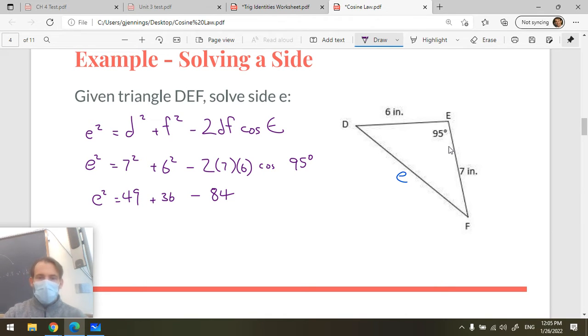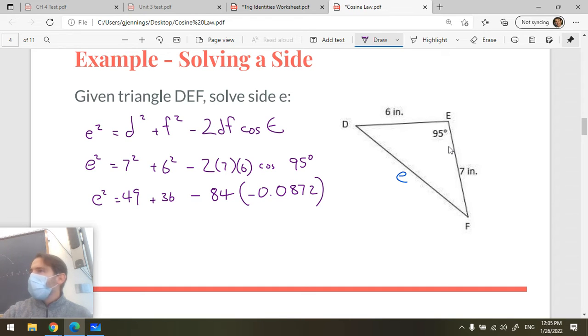Okay, cosine of 95. Well, punch it on your degrees-ready calculator. 95, take the cosine of that. Negative 0.08715. Okay, so I'm going to go with negative 0.0872. I'm just going to put that in brackets. There's the value of cosine 95. Remember, cosine is just a number.